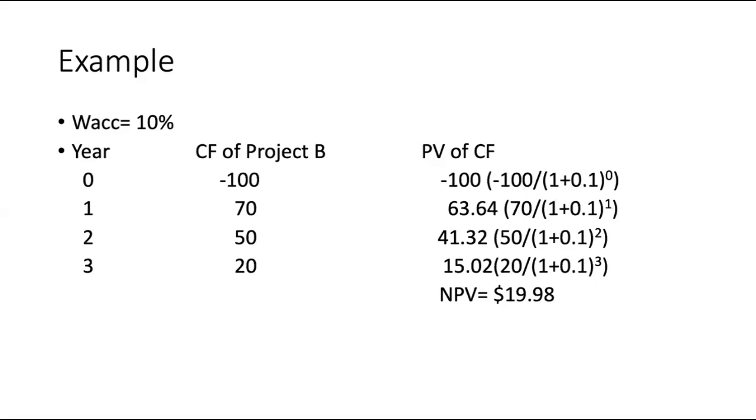Now let's look at the cash flows of project B. So for year 0, the cash outflow is negative 100. We'll use the same formula that we used earlier to calculate the present value of these cash flows. And when we add these present values, the net present value will turn out to be $19.98.